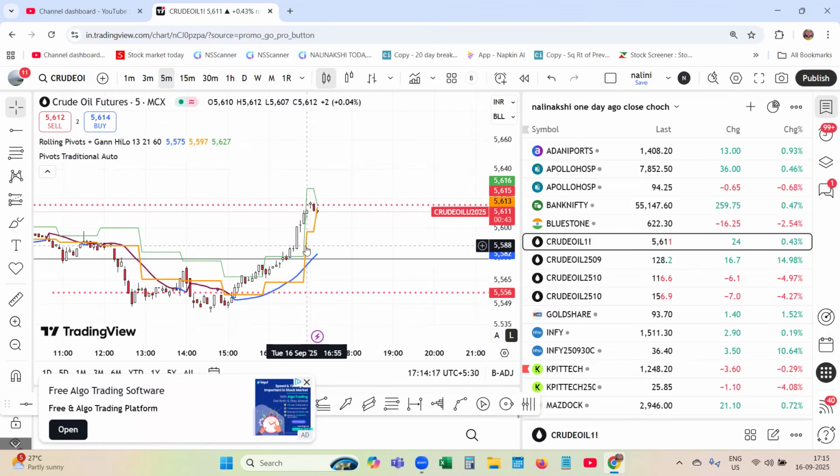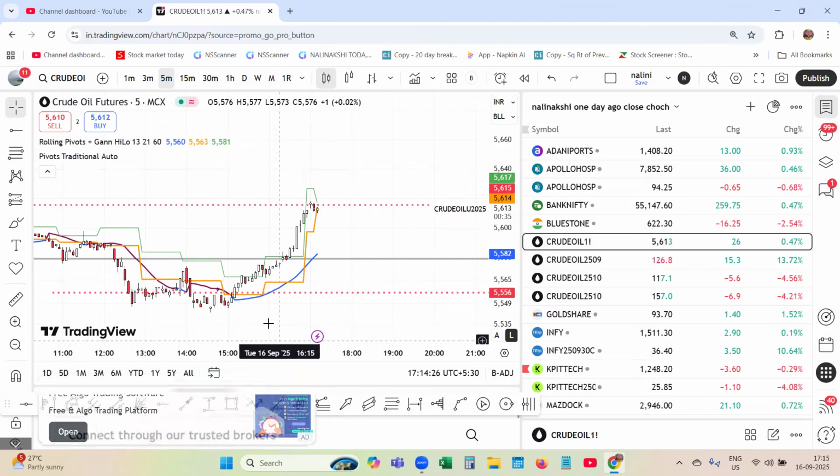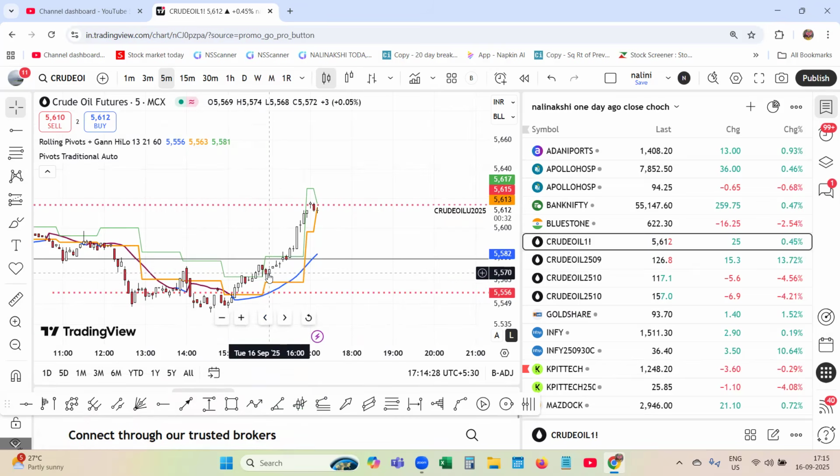Friends, you can see how the market works. Even in commodities, if you are with this indicator and you get an entry, you need to wait patiently for the entry. You should not hurry yourself. The indicator and the rolling pivot have to give you a buy signal. This green one is the R1, and this is the pivot.